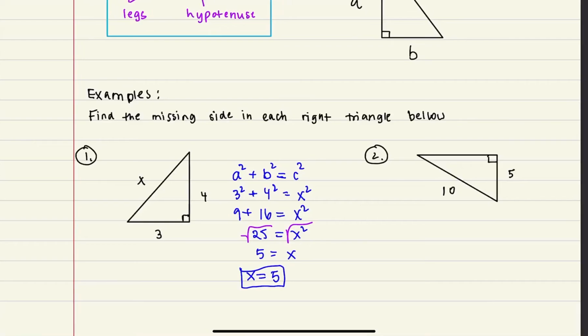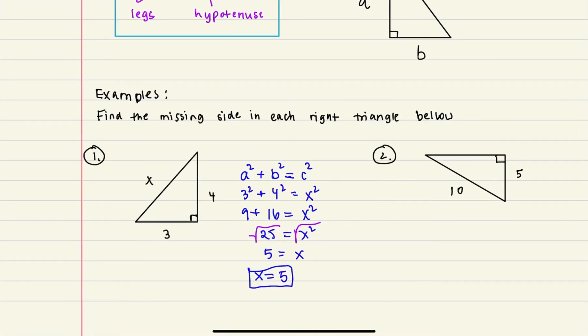Let's look at the second triangle. So if you look at this second triangle, okay, remember the two sides next to the right angle are the legs. So in this case, we are missing a leg. Okay, this other side, this one right here, is the hypotenuse because it's across from the right angle. So again, we're going to start with writing the formula for the Pythagorean theorem first. So a squared plus b squared equals c squared. Okay, we know the hypotenuse is 10. Okay, and we know one of the legs is 5. So we're looking for the other leg.